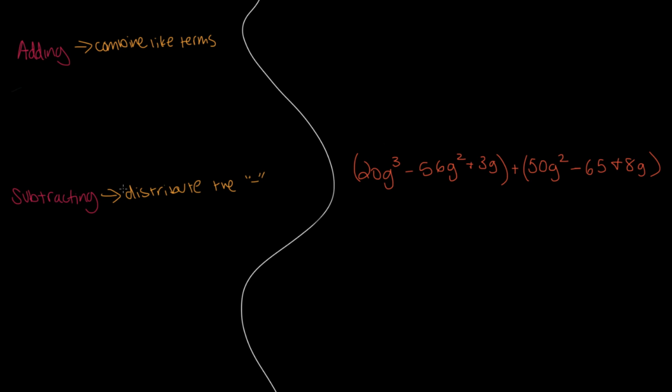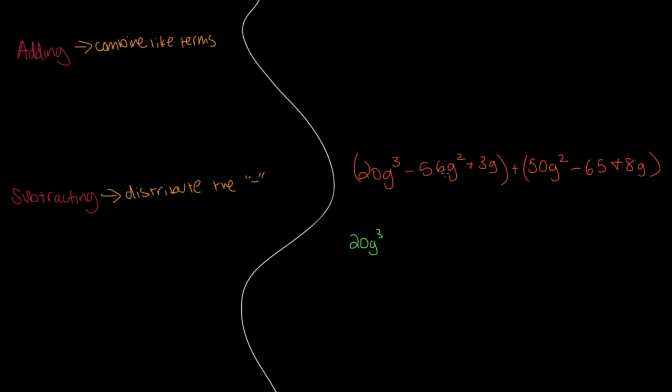Our next one is quite long. It says 20g to the third minus 56g squared plus 3g, and then we add the next polynomial, which is 50g squared minus 65 plus 8g. So for this one, it is adding. So remember, all we have to do is combine our like terms. Our largest like term is our 20g to the third, and there is no other g to the third term. So our first one is going to be 20g to the third.